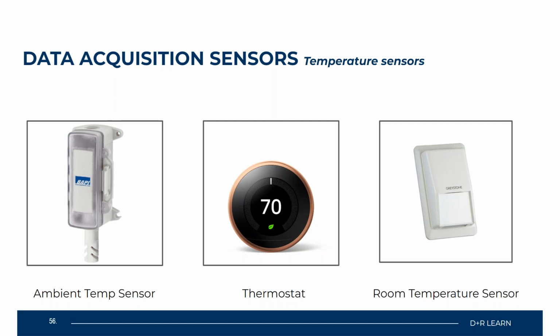Directly next door to our ambient temperature sensor, we have a thermostat. I know a lot of us are well acclimated with this device, this component here. It's just a device which is used for regulating temperatures within a space. This specific one we see here on screen is a Nest thermostat. I own and have installed one of these in my home. And it is a really cool device.